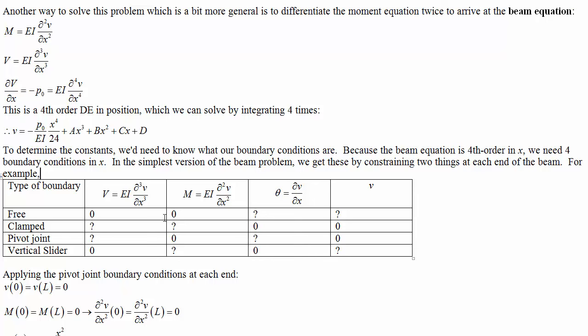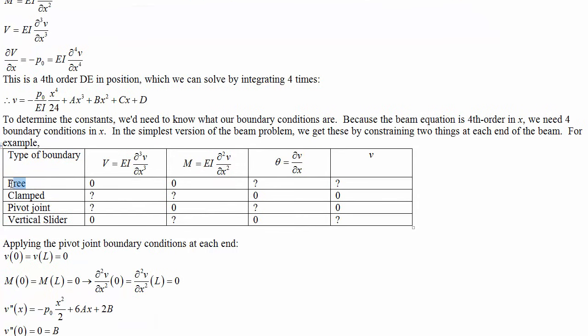And what conditions you have at each boundary depends on what type of boundary it is. If it's a free boundary, then there can't be any shear force or moment applied there. The shear force goes like the third derivative of position. The moment goes like the second derivative. But if it's free, then we can't say anything about what the position is or what the angle is. On the other hand, if it's clamped, then we have the opposite. So there's no angle at the edge, and there's no displacement at the edge. But that clamped boundary will apply whatever shear force and bending moment are necessary to maintain that.